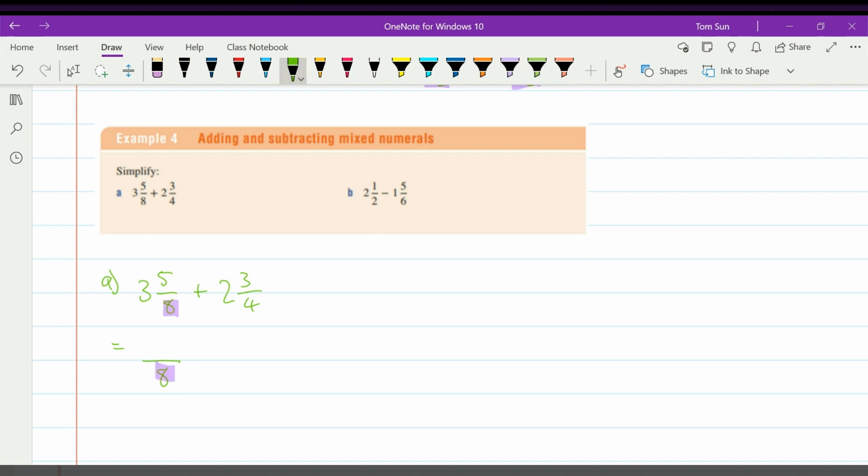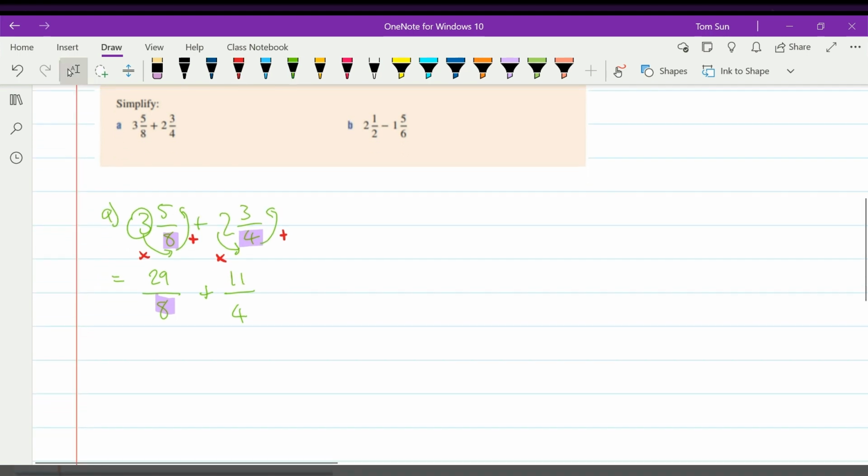Now what we have to do here is we go 3, so this big 3, times 8 plus 5. 3 times 8, because there's 3 wholes, 3 lots of 8, plus the extra 5. So that becomes 24 plus 5, which is 29. And then we do plus, and we do the same thing on the other side. Remember, the denominator has to stay the same, so this has to stay 4 at the bottom. And once again, I'm doing this arrow thing, so this is 2 times 4 plus 3, which is 11.